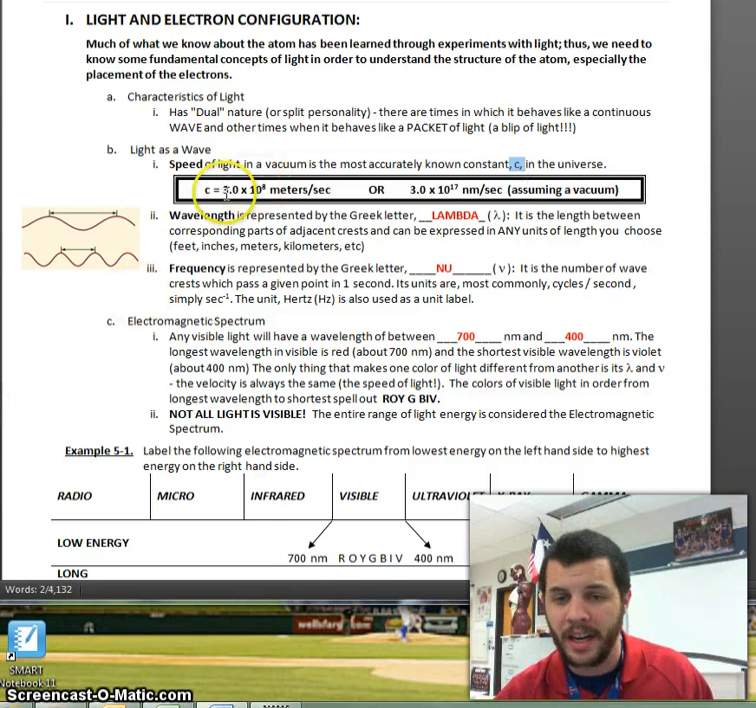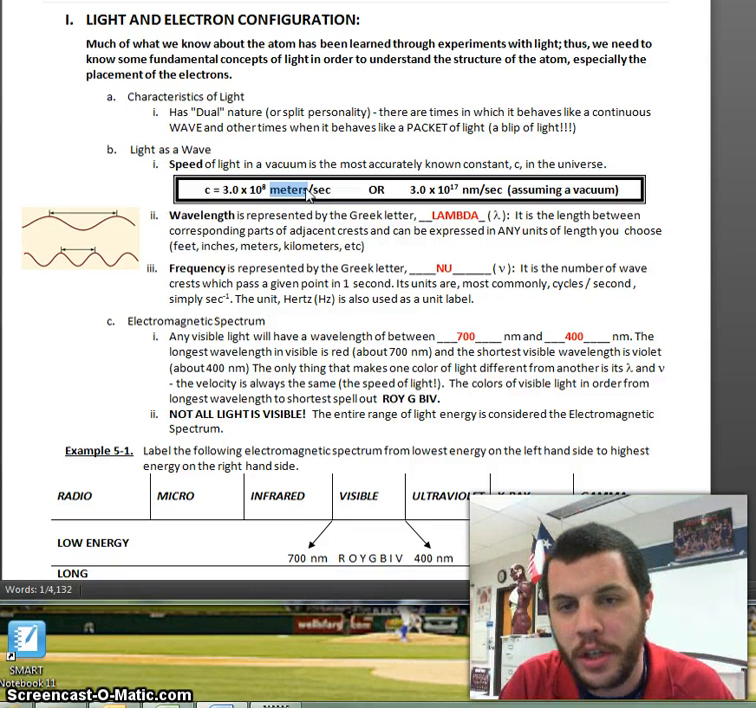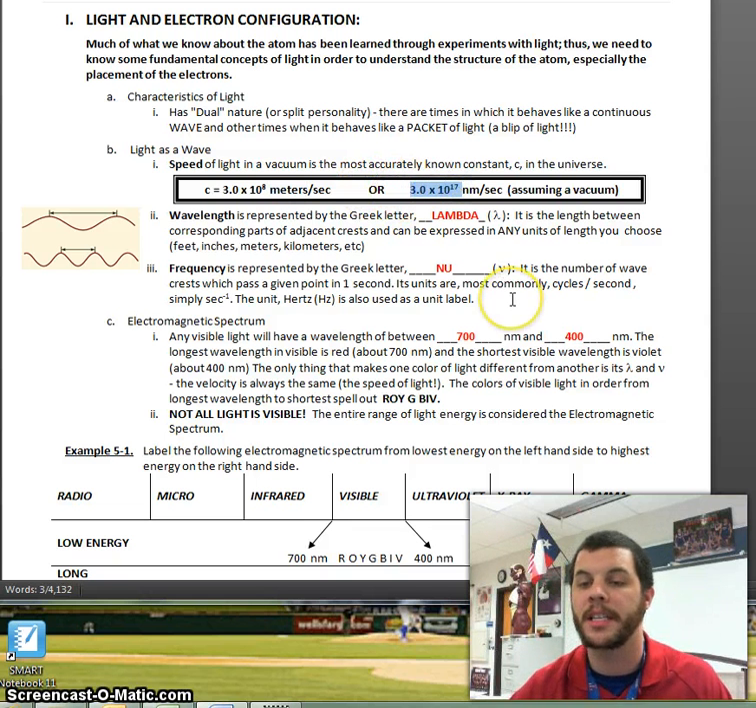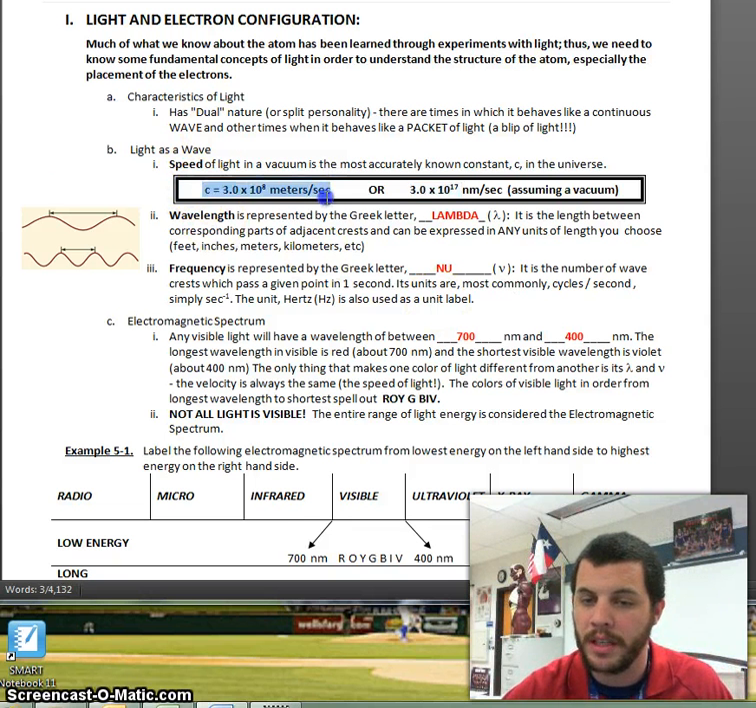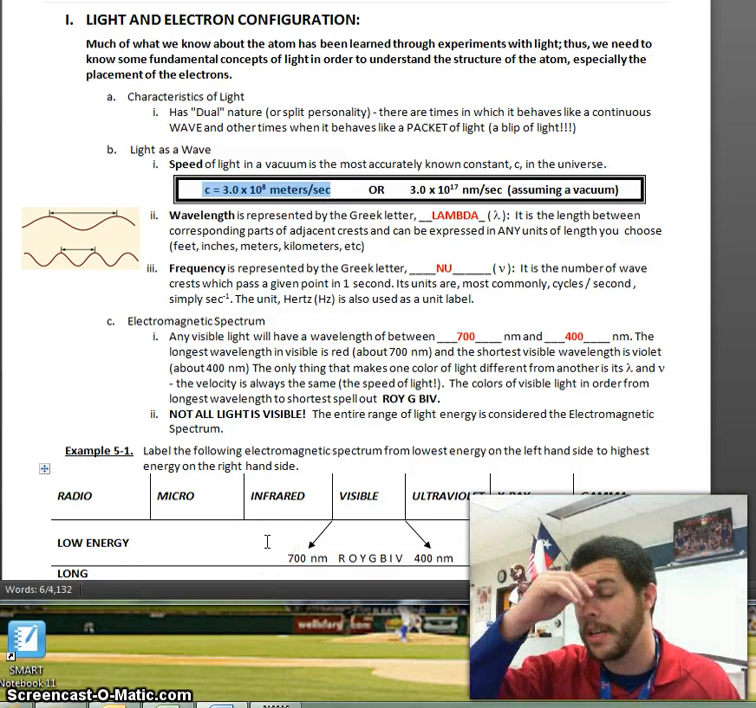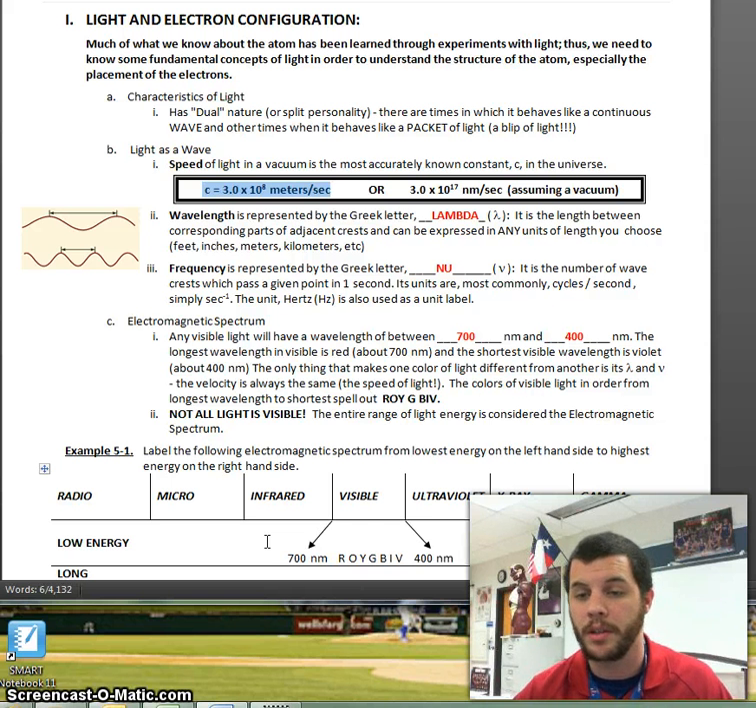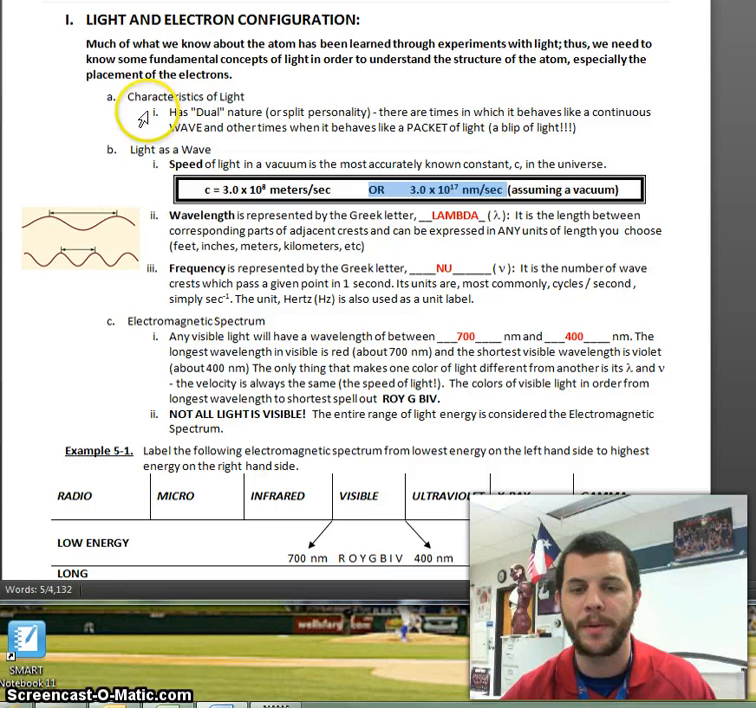We can measure the speed of light as 3.0 times 10 to the 8 meters per second. A lot of what we do is going to deal in nanometers, so we can also memorize 3.0 times 10 to the 17th nanometers per second. You're going to be given this value on a test or a quiz. If you need to convert meters to nanometers, you can use dimensional analysis from Unit 2, or you can just memorize that 3.0 times 10 to the 17th nanometers per second is the same thing. So that's the speed of light.